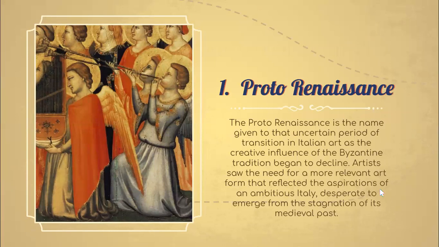Okay, so the Proto Renaissance is the name given to that uncertain period of transition in Italian art as the creative influence of the Byzantine tradition began to decline. Artists saw the need for a more relevant art form that reflected the aspirations of an ambitious Italy, desperate to emerge from the stagnation of the medieval past.